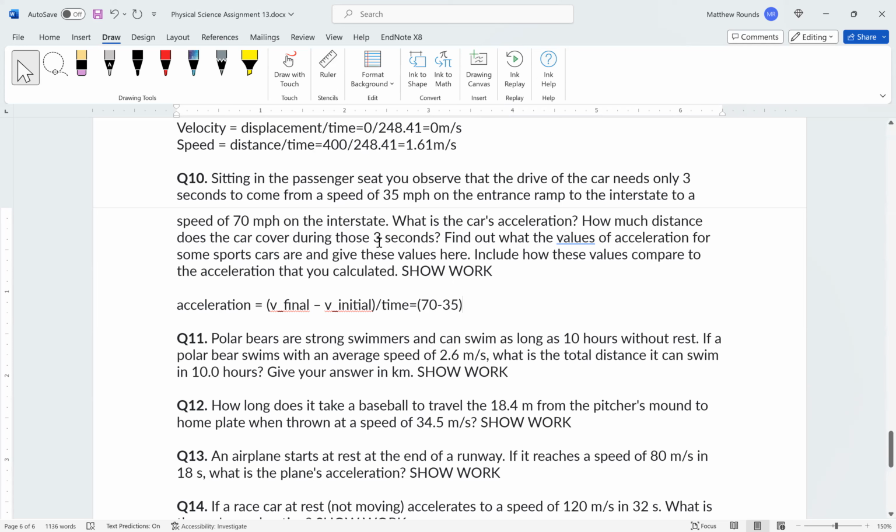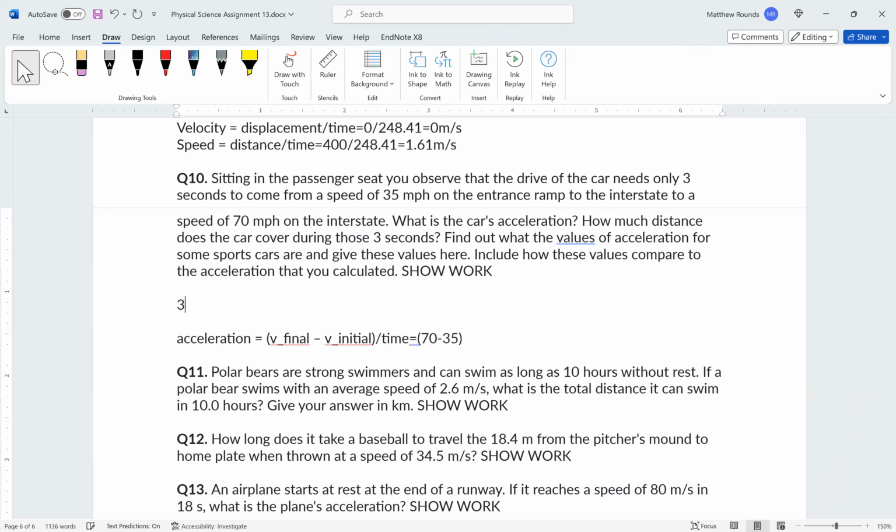Okay, now one of the problems here is that that's in miles per hour, and the time is in seconds. So we need to convert seconds to hours, or we have to convert these units, 35 and 70, to miles per second. It doesn't really matter, but it's kind of a pain here.